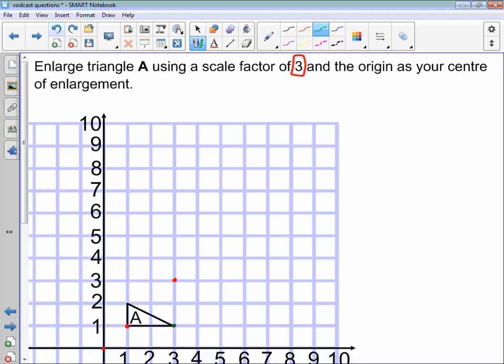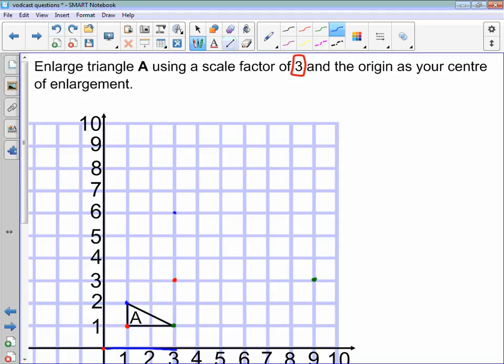Now if I look at this corner over here on my original triangle, I need to go right 3 and up 1. So that means I need to go right 9 and up 3 to find the corresponding point on my new triangle. Then to find this point on my original triangle, I need to go right 1 and up 2, which means to find the corresponding point on my enlarged triangle, I need to go right 3. And because it was up 2, I need to multiply that by 3, and I need to actually go up 6, so I can find my point on my new triangle.